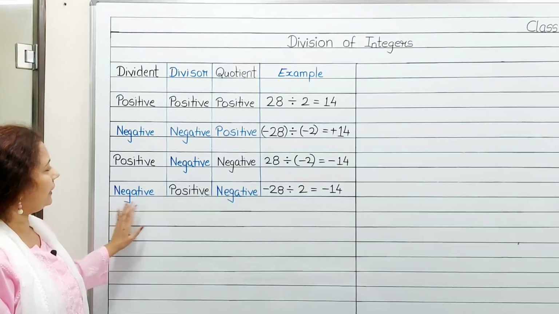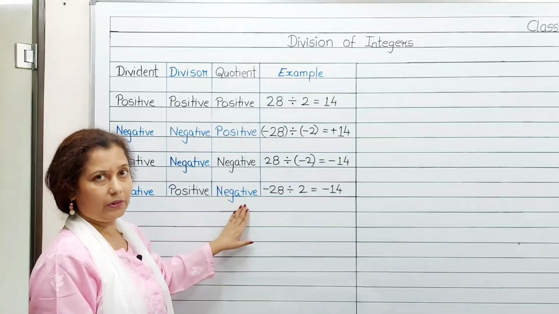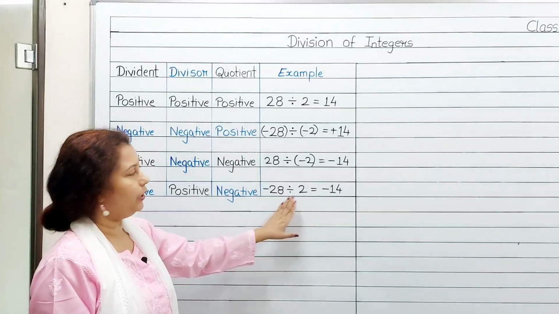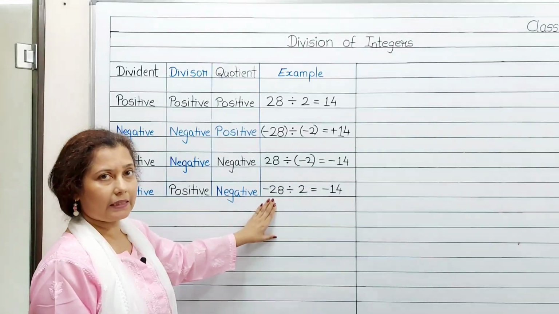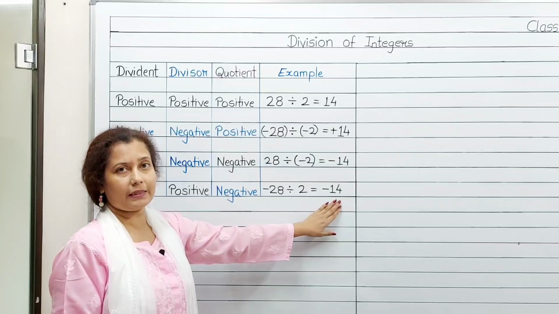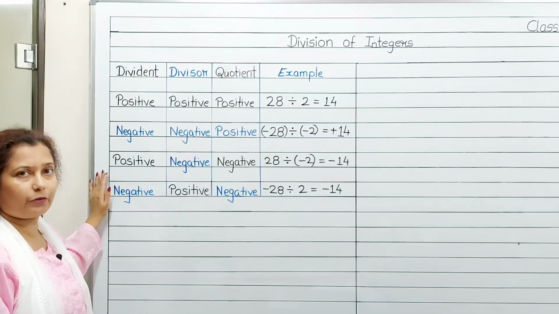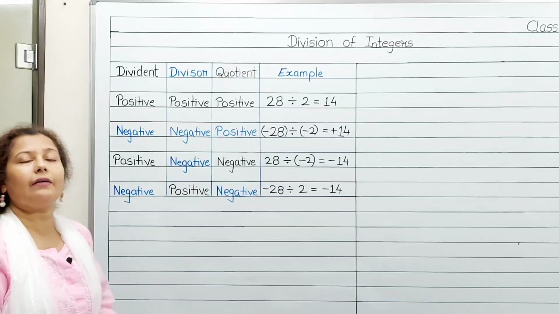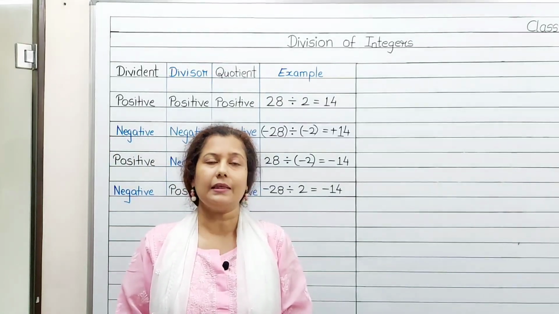When dividend is negative and divisor is positive, we get negative quotient. Minus 28 is the dividend, 2 is the divisor, dividend is negative and divisor is positive, so the quotient is negative. From these two examples, we have to remember that when dividend and divisor have different signs, then quotient is always negative.